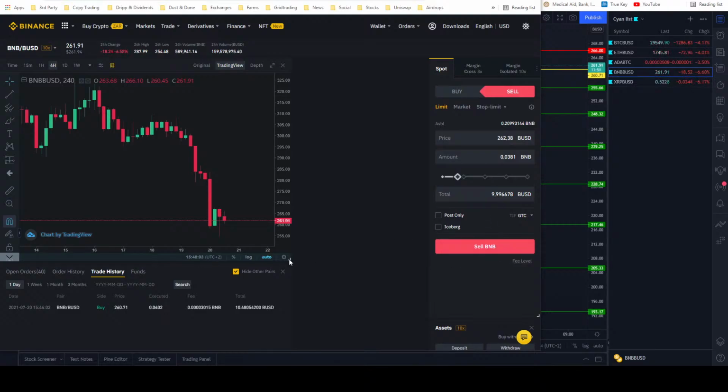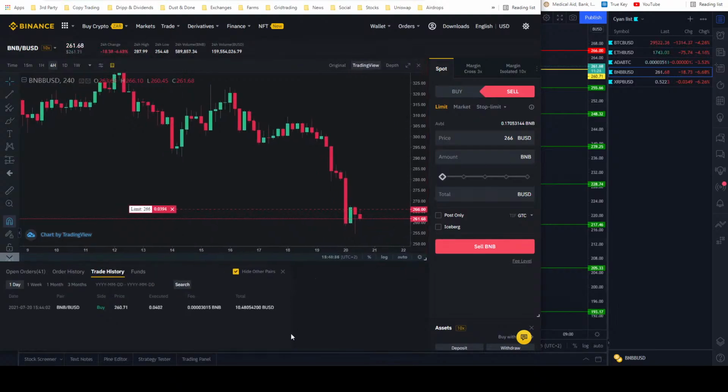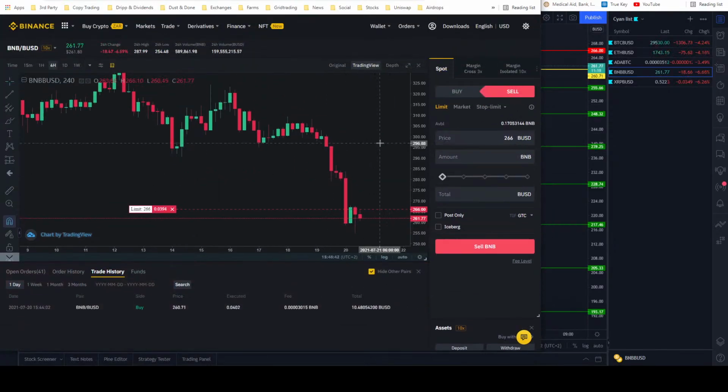Did it put in our sell order or not? Right, put in sell. We'll just make it like this. There we go. Now, as you can see, wait, I put it in the wrong place. Let me just redo it. Sorry about that. 266. There we go. Our first sell order is in. Let me bring the charts over here. There we go. Now we can just add our buy orders.